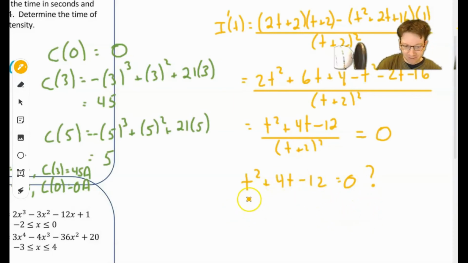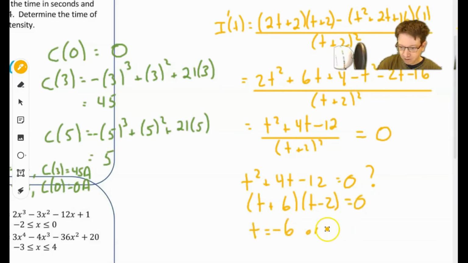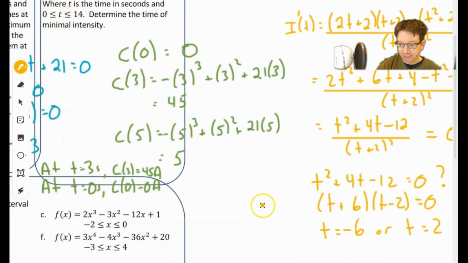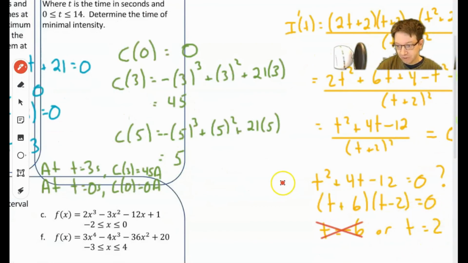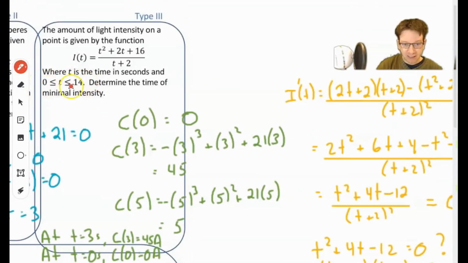Okay, we can factor this one. We get (t plus 6) and (t minus 2) equals 0. So two possible solutions: either t is negative 6 or t is positive 2. But let's double check that interval in the question. The interval was between 0 and 14. 2 is definitely between 0 and 14, but negative 6 is not, so we do not care about this solution. So to find the minimum, we need to test in our function 3 values: t equals 2, t equals 0, and t equals 14.